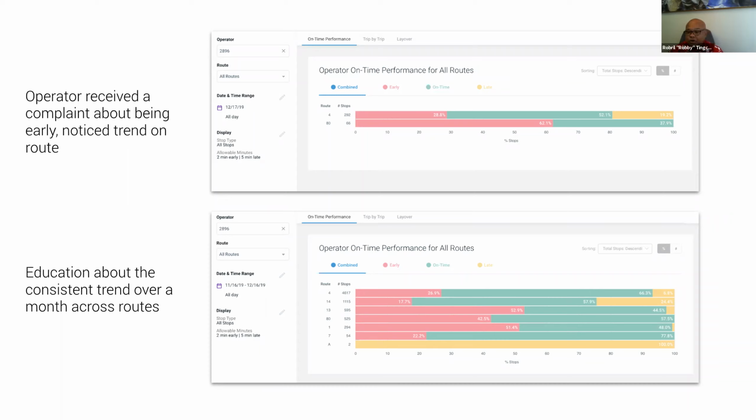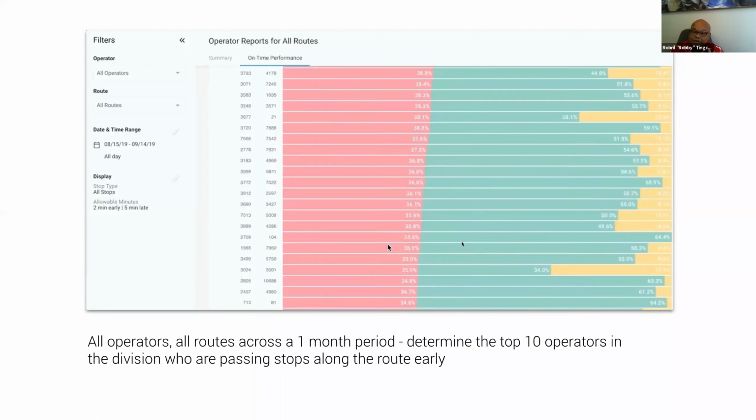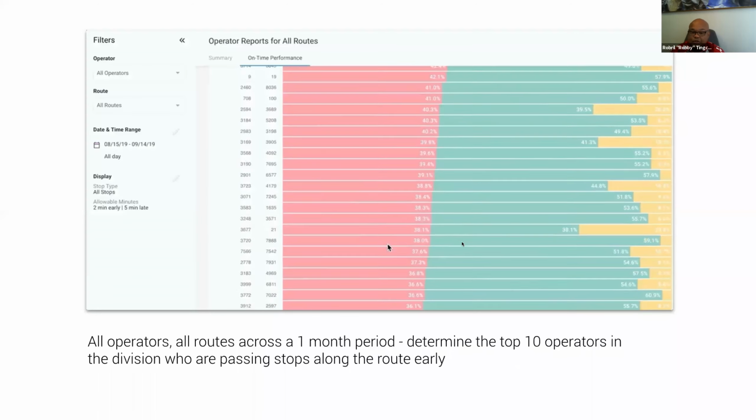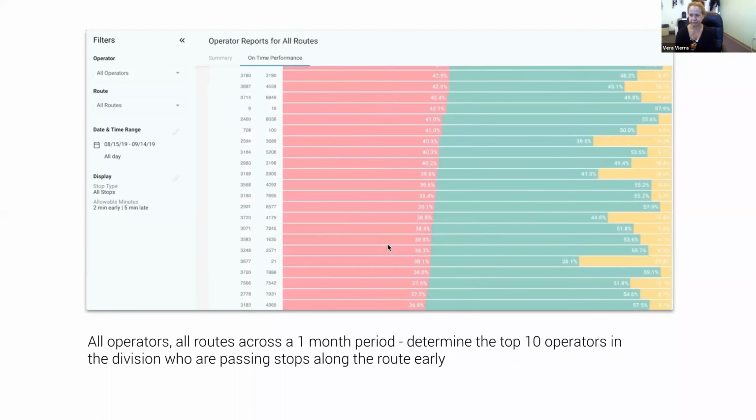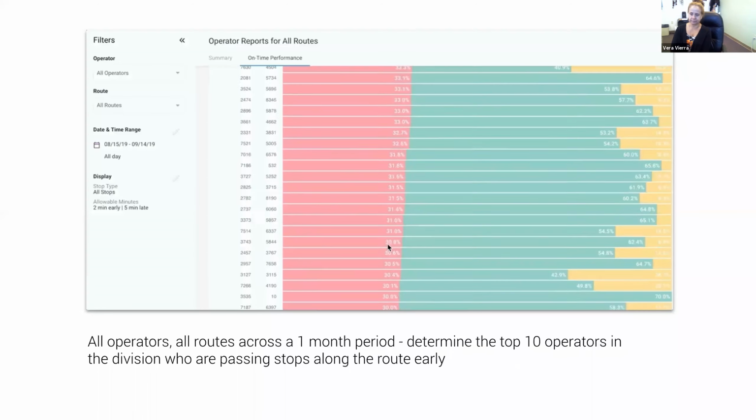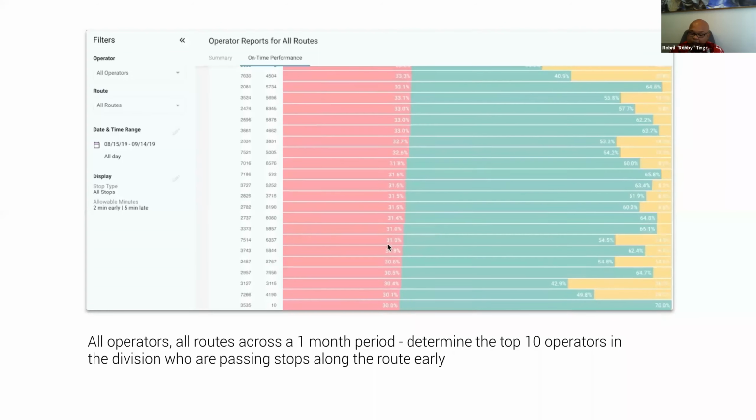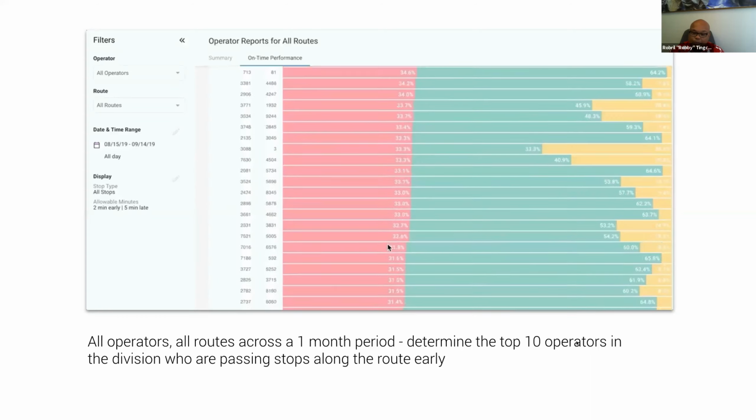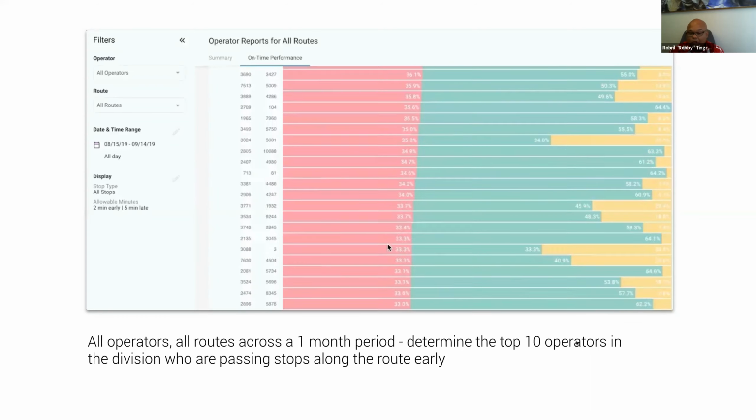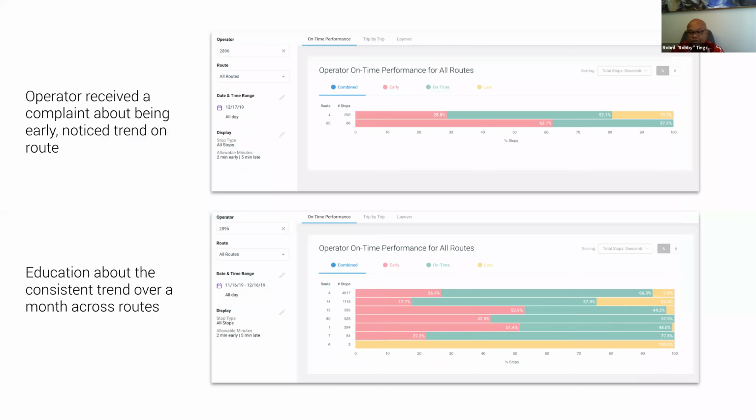So when we first started using Swiftly, what we did is we found out which operators, we call them the top 10, are consistently early. And we brought those top 10s in, not so much to use this as a discipline tool, but to ask them, is there a problem why you're consistently early? I find if you have the ability to click on a particular operator, you can actually break it down where it shows their on-time performance for each and every route they drive.